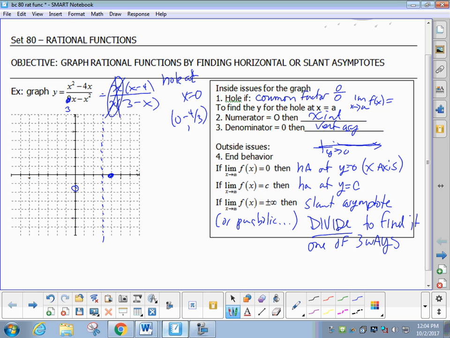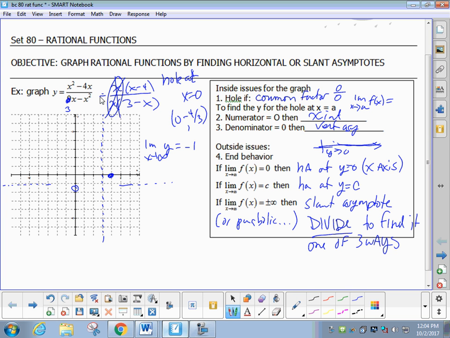Let's finish this. What's the end behavior here? The limit as x goes to infinity of that function is? -1. Negative 1. Okay? That means then that the graph has a horizontal asymptote at negative 1.